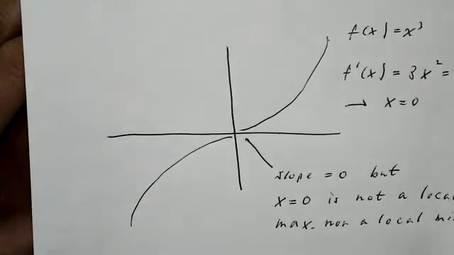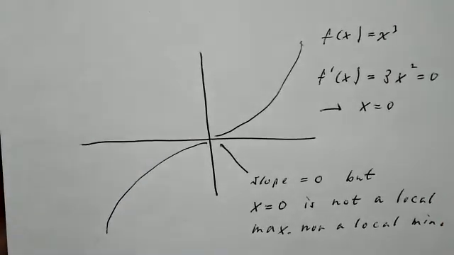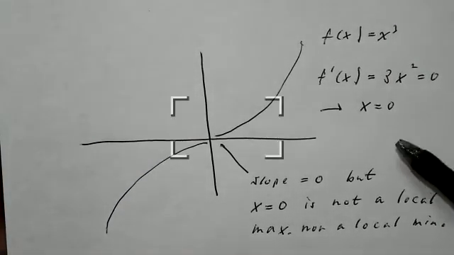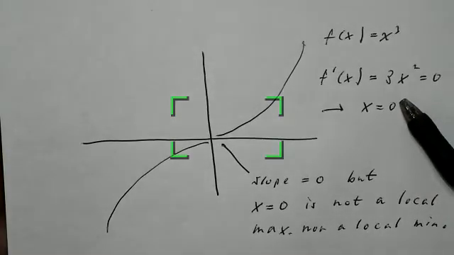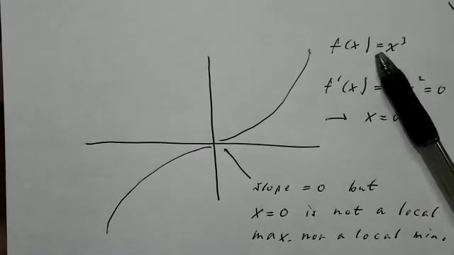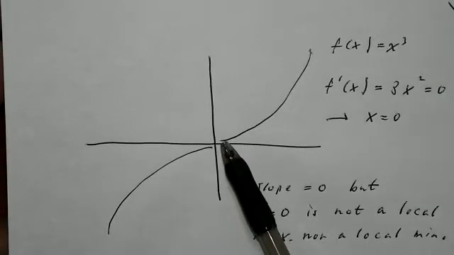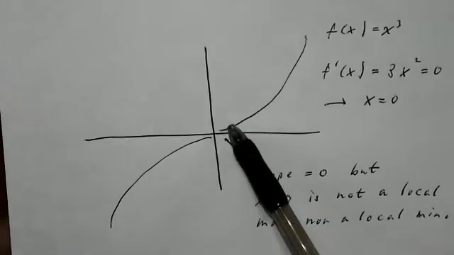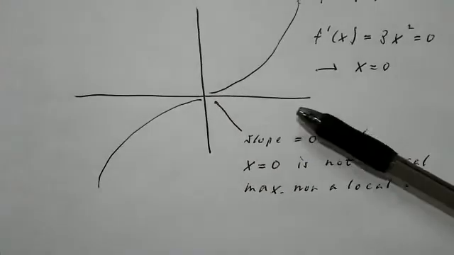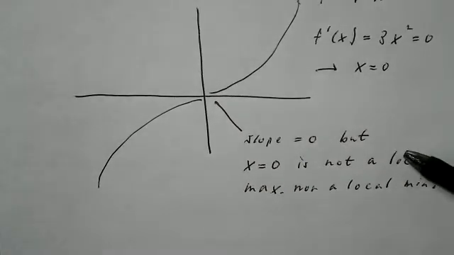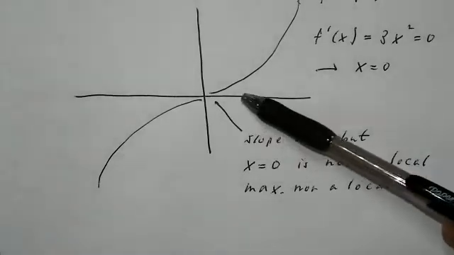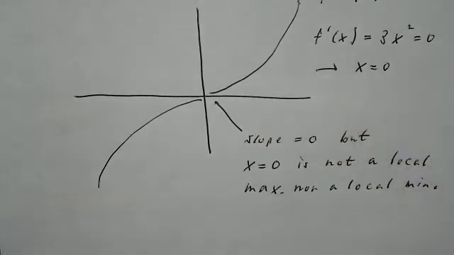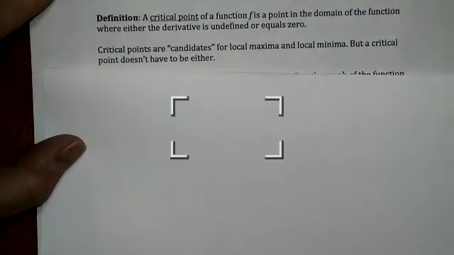For example, f of x equals x to the third. Its derivative is 3x squared, which is equal to 0 at the origin. All that tells me is that the slope of this function is 0 at the origin. It's kind of hard to tell from my graph, but the graph actually is flat at the origin. So in this case, 0 is a critical point, but it's neither a local max nor a local min. So I like to think of the critical points as being candidates for local maxima or local minima, but they're only candidates.